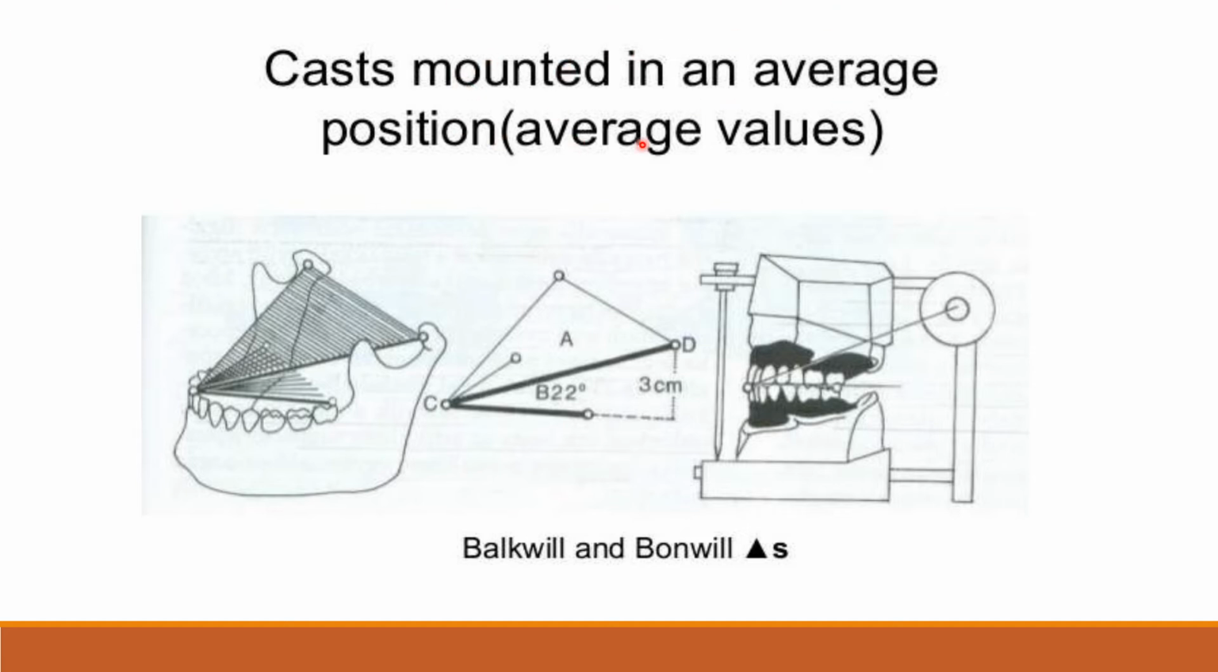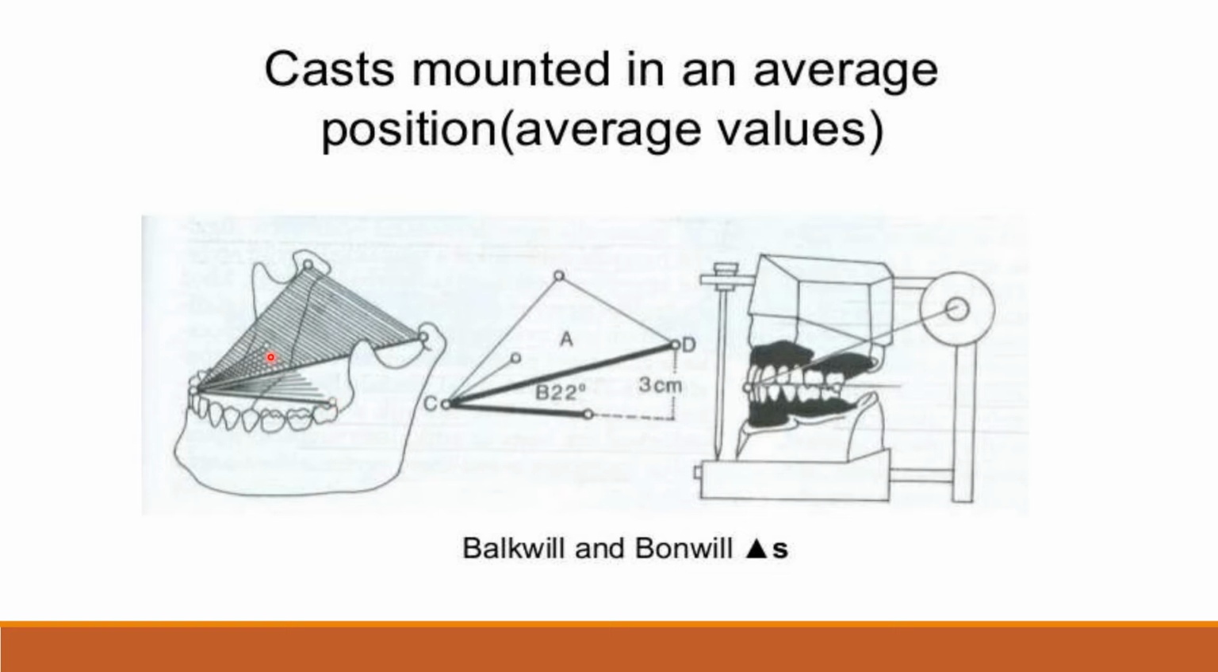In an average position, the average value. Okay, so as you can appreciate, this is the Bonwill's triangle. Yes, it says in the slide this is the Bonwill's triangle. So the Bonwill's triangle basically is the line joining the midpoint of the mandibular condyles and the incisor point. Okay, so this is basically the Bonwill's triangle.